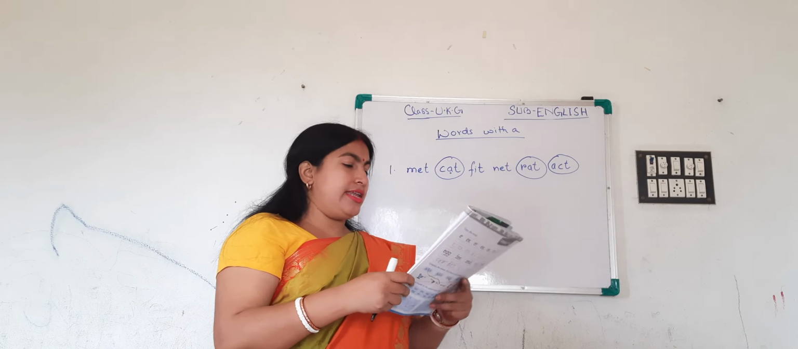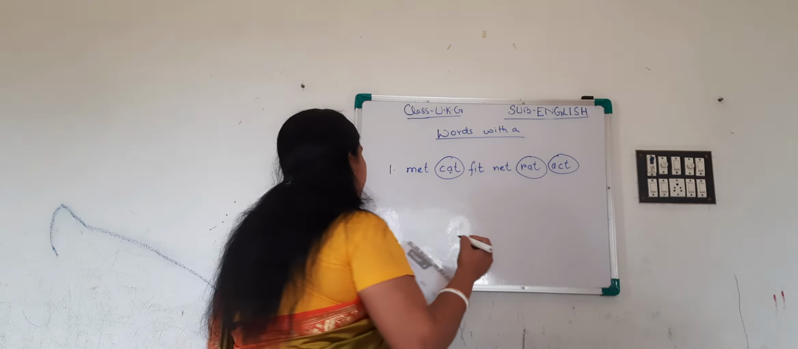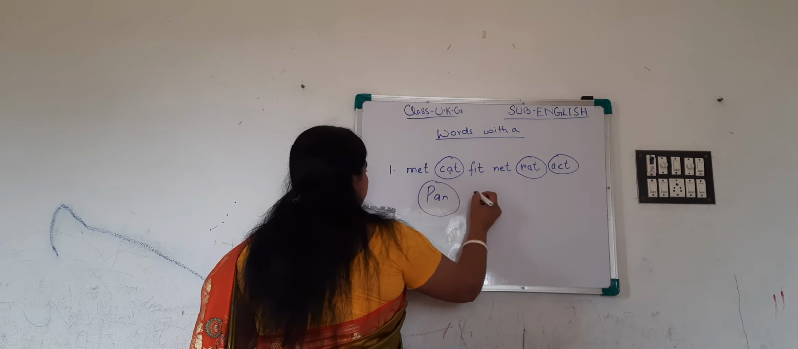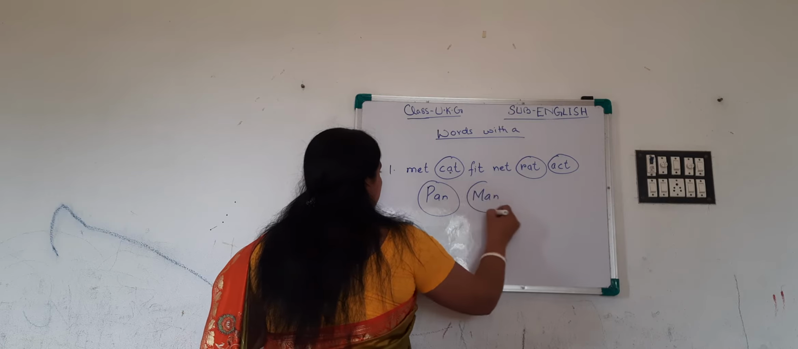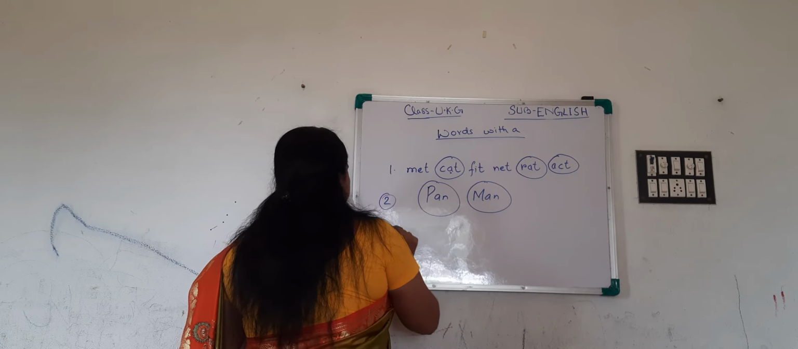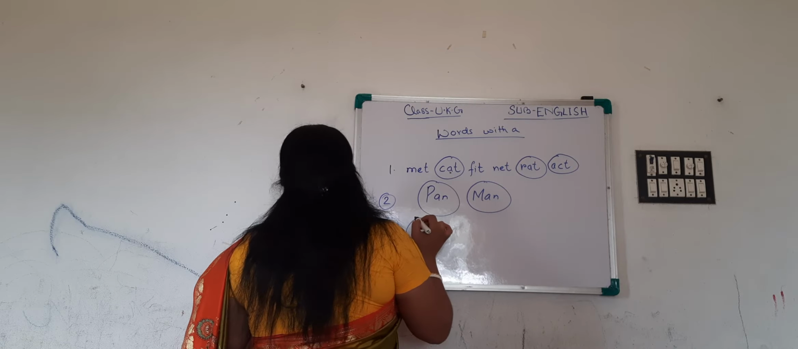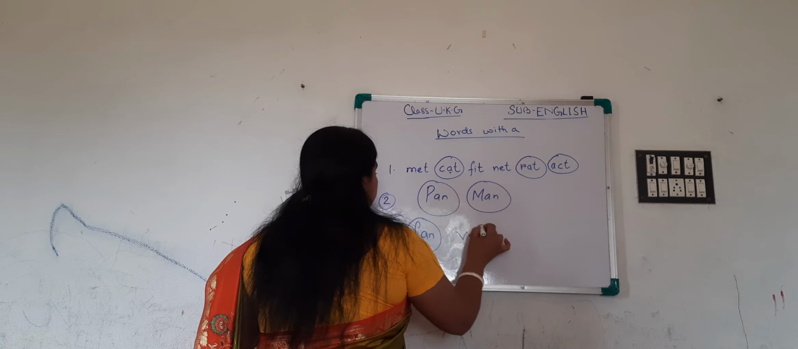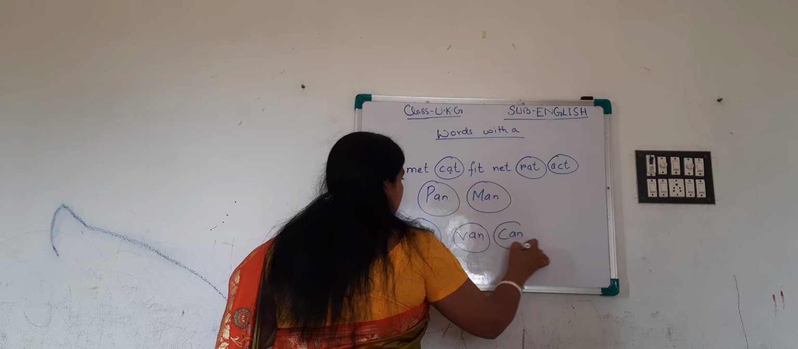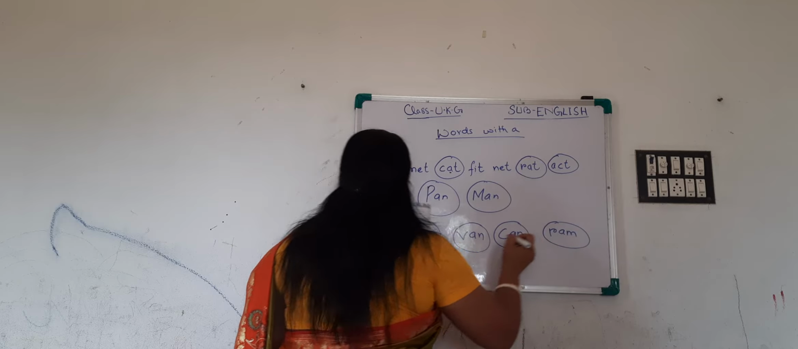Okay. Next, pan, man. So pan and man. P-A and pan, it has A. Man, I am telling you the words which have A. Next, third, fan. F-A and fan. Okay, V-A and van. Next, C-A and can. Next, R-A-M, ram.